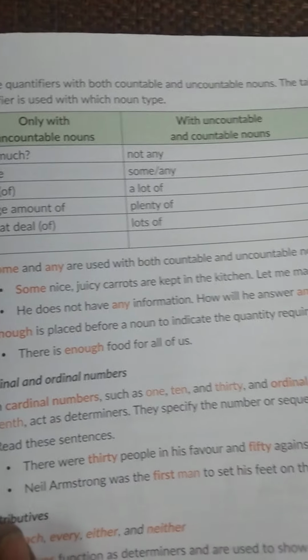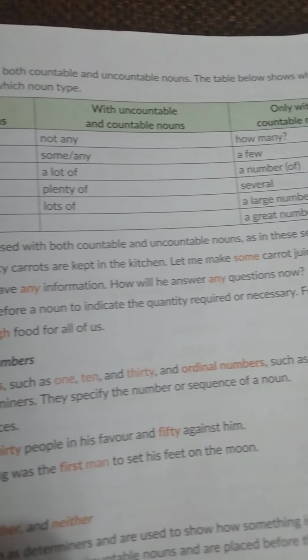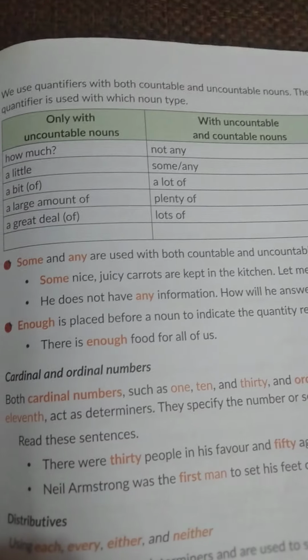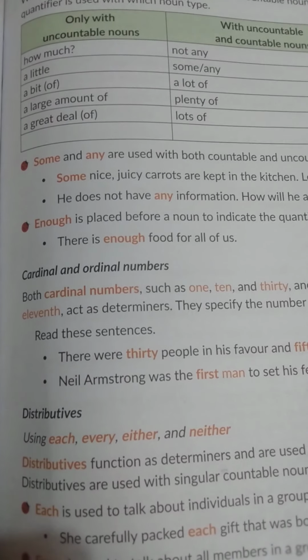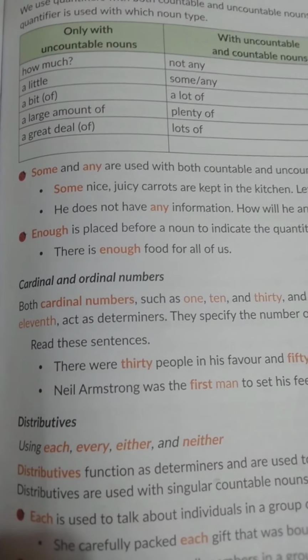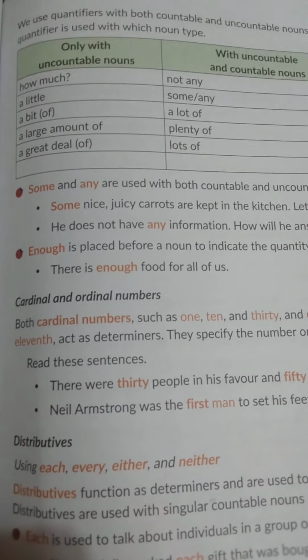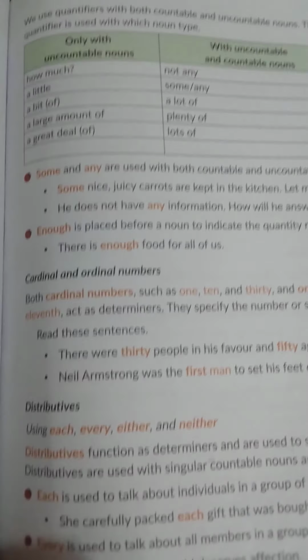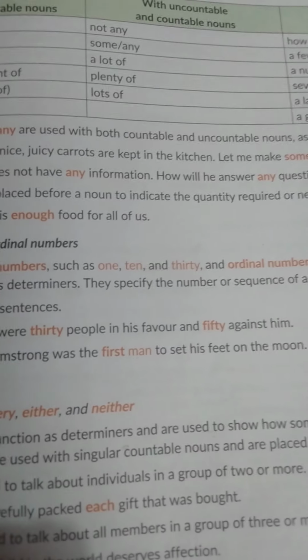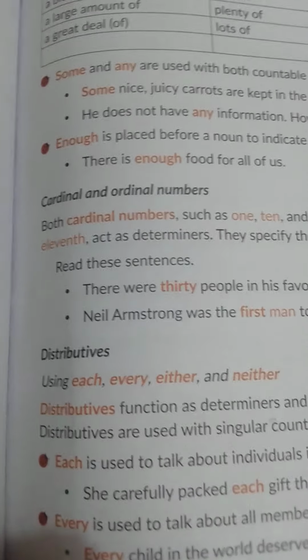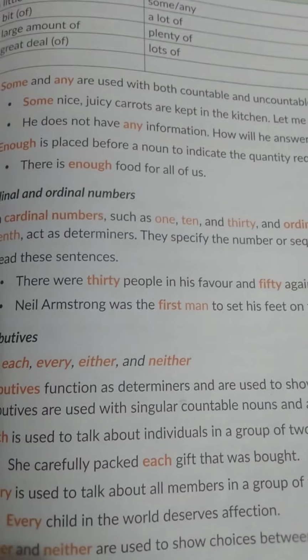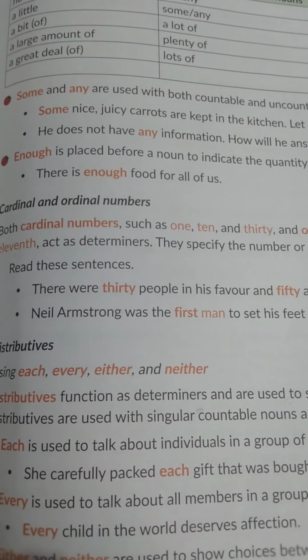Here we use quantifiers with both countable and uncountable. Here the table is given: how much, some, a lot of, plenty of, lots of. Here this column is given for your help: a great deal of, a great amount of. All the meanings are also given. So some and any, as I have just told, are used with both countable and uncountable. Some boys, some rice.